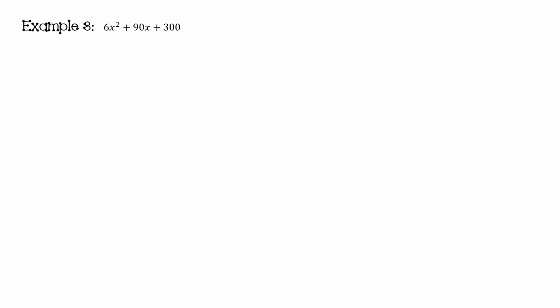So what can I divide 6, 90, and 300 all by? I would always start with the biggest number. So 6 would be the biggest number that goes into 6. And it does, you can divide 90 by 6 and you can divide 300 by 6. So 6 would be my common factor. Don't forget that the 6 does not disappear. It needs to stay in front of the expression. You are simply dividing it out of every term. So 6 divided by 6 is just 1, so x squared. 90 divided by 6 is 15. And 300 divided by 6 is 50.